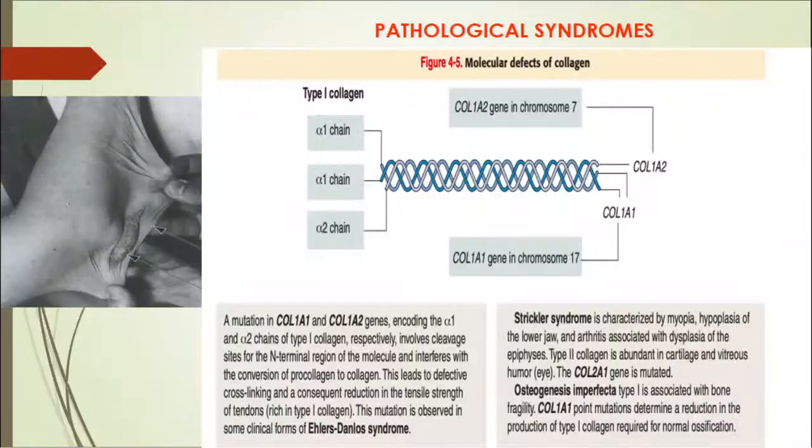In pathology, we sometimes have disorders in the molecular structure of collagen. In this case, we are talking about Ehlers-Danlos syndrome, visible in this photo. It's a special mutation of genes.